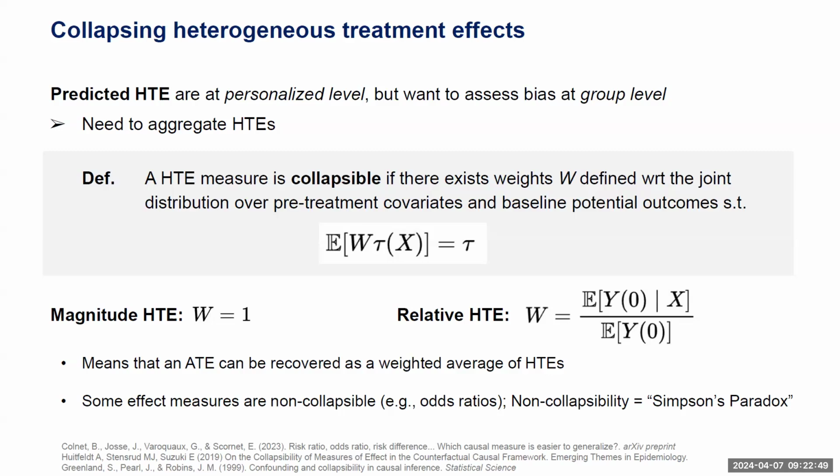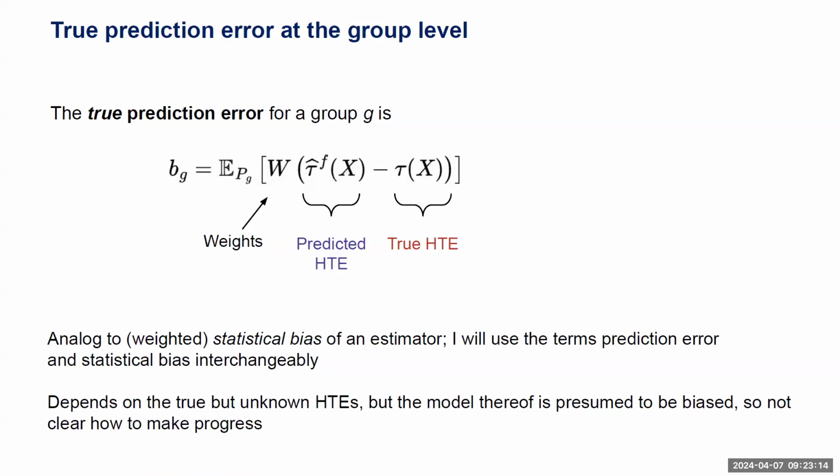And it might also be worth noting that some common effect measures, such as odds ratios from logistic regression, are inherently non-collapsible. It's not possible to obtain an average odds ratio as a weighted average of the conditional ones. So why am I telling you this? You will see soon why that's important.